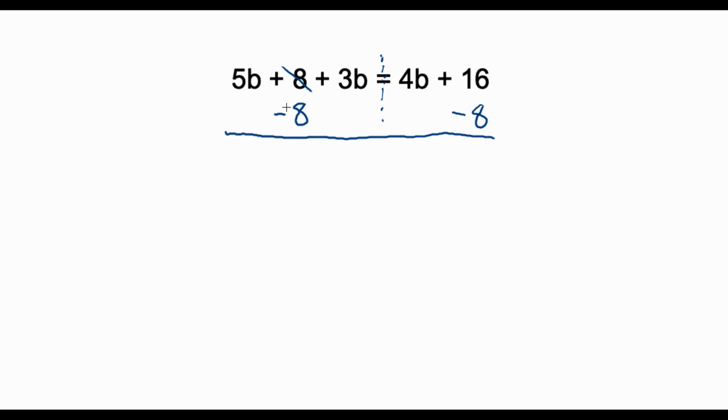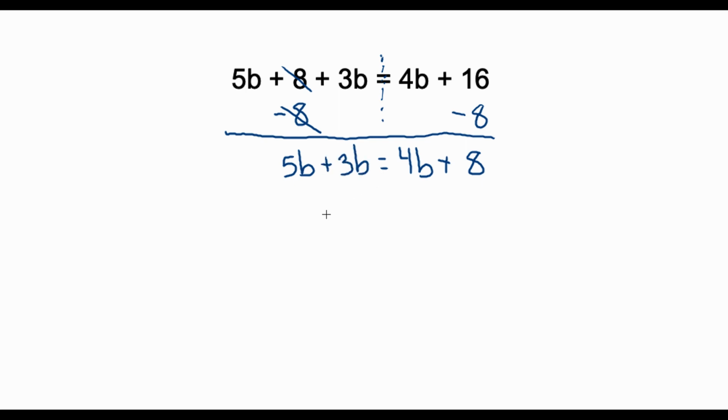The 8s on this side will cancel. On this side, we'll simply get 8. Now, because 16 is the greater absolute value, taking away 8 will give you a positive 8, so the addition stays. 4b comes down. We didn't do anything to that. Equal sign comes down. Now, on this side, we remove the 8, we cancel the 8, so you're literally left with 5b plus 3b. So I'm just going to write 5b plus 3b.